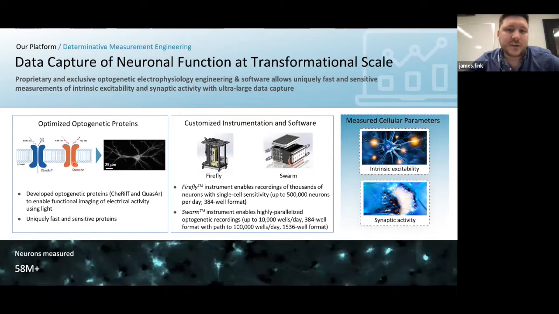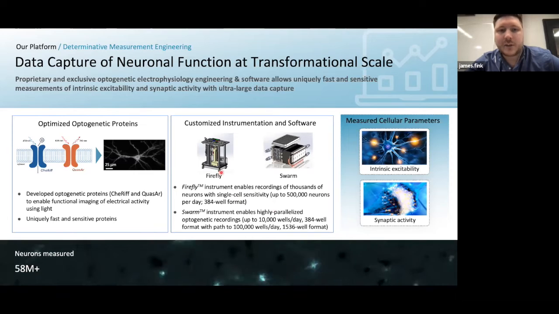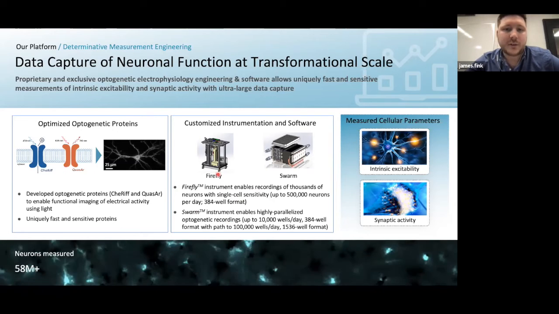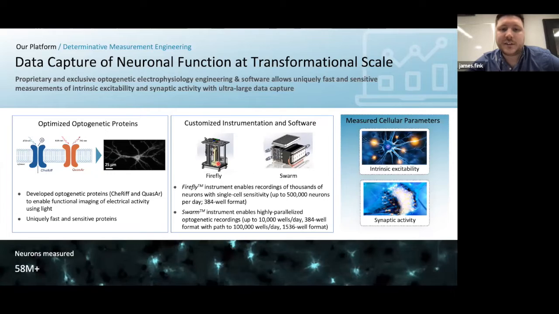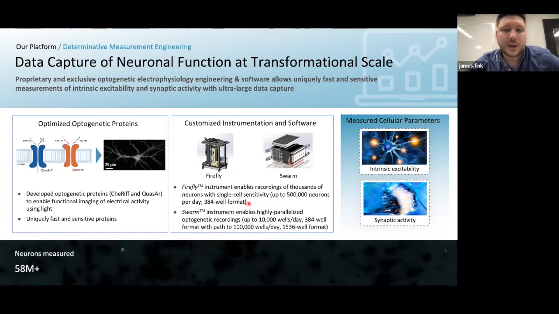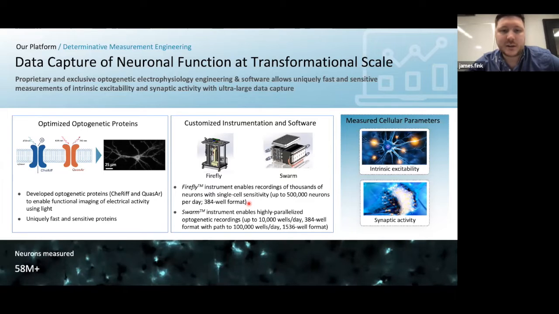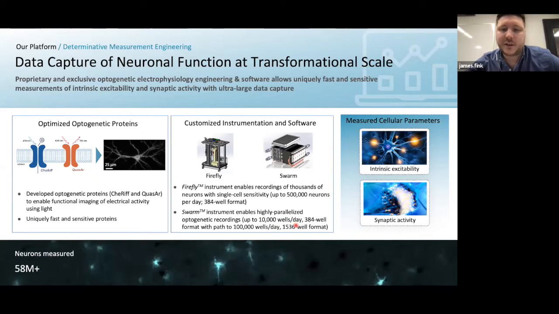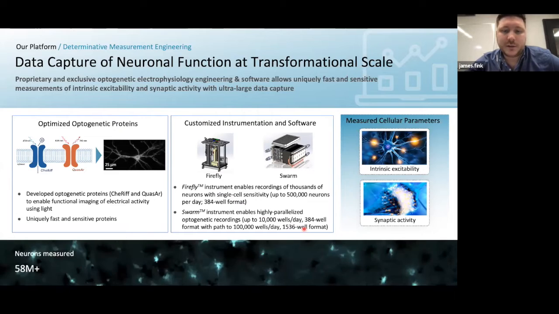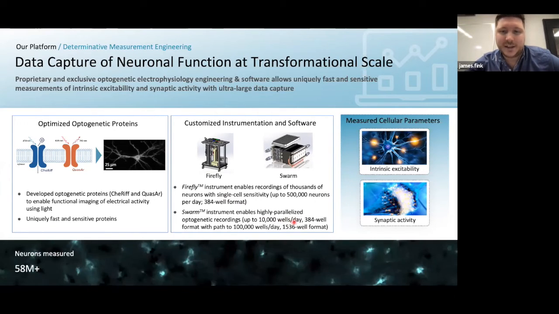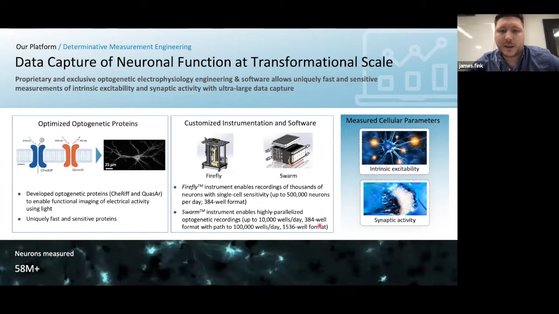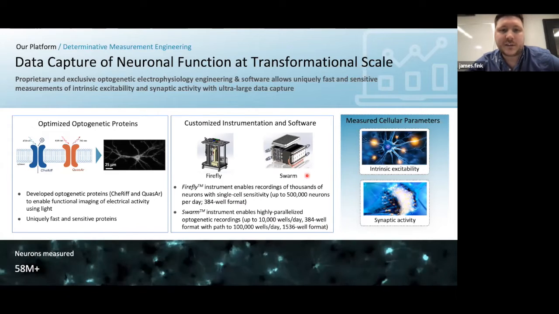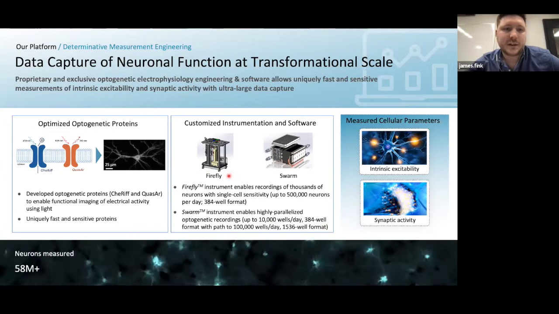To be able to do that, we also have custom in-house built microscopes that allow for the measurements of these particular readouts in a high throughput form. There are two main instruments in-house that we do this with. There's the Firefly. This is a 96 well to 384 well format that measures one well at a time and up to 500,000 neurons per day, as I mentioned earlier. And then we also have a Swarm, which allows parallelized optogenetic recordings. This does 12 to 24 wells all at once, which allows for 10,000 wells per day for a 384 well format. So you can actually screen many thousands of drugs per day with the Swarm, but the resolution there is a little bit less than something like the Firefly. I'll talk about that more specifically in a second.